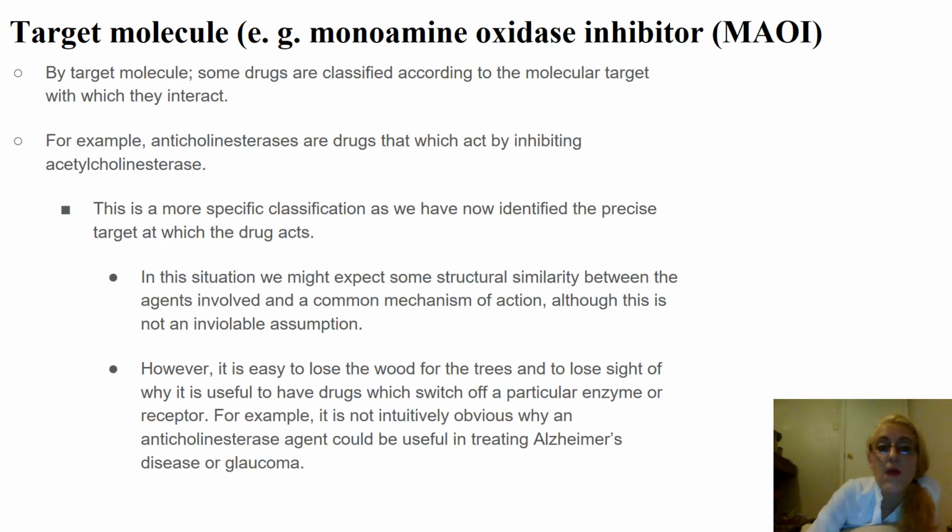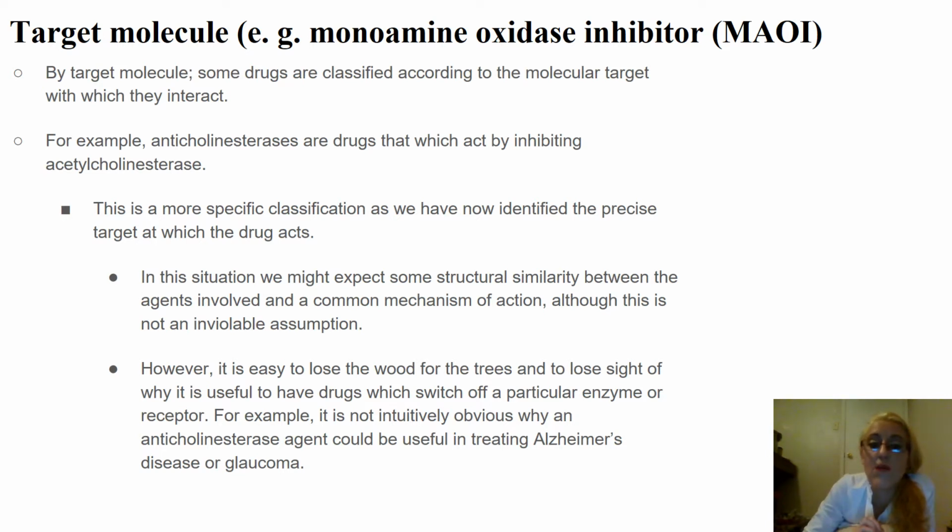And then finally, we have target molecule. Some drugs are classified according to the molecular target with which they interact. For example, anticholinesterases are drugs that act by inhibiting acetylcholinesterase. This is a more specific classification as we have now identified the precise target at which the drug acts.